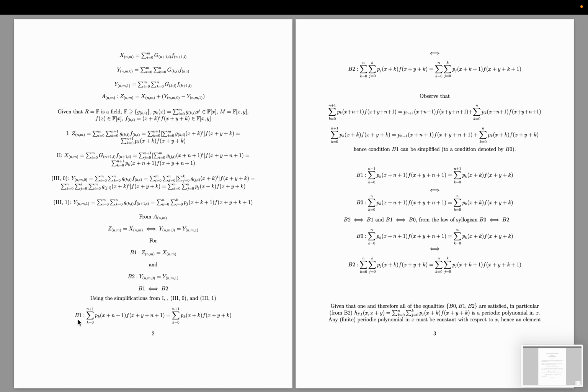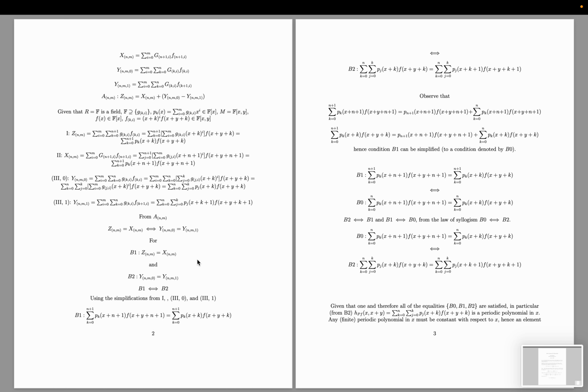So B1 has z equal to x. Referring to our simplifications, this thing is z, this thing on the right-hand side is x, and similarly we can plug in our simplifications for B2. So B2, we have this equals this after we refer to our simplifications. In B1, we can simplify a little bit more.